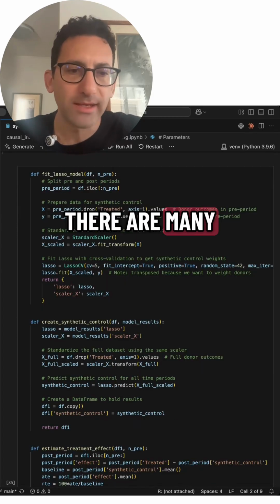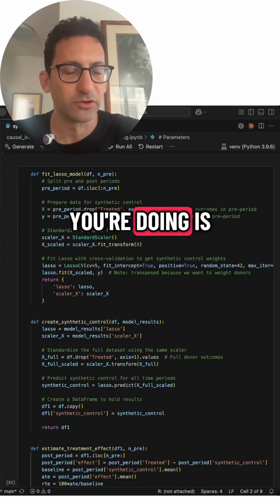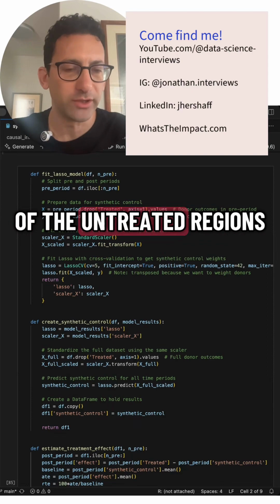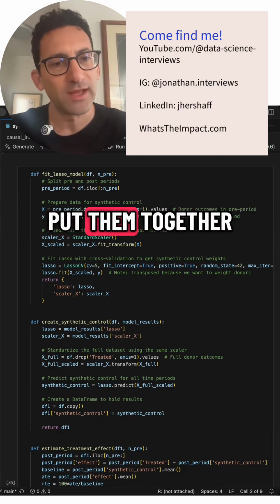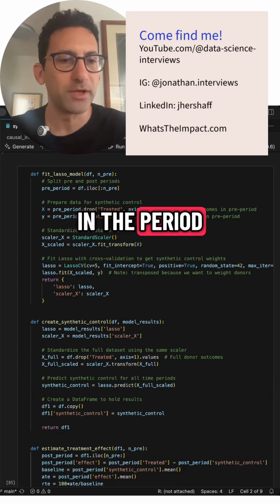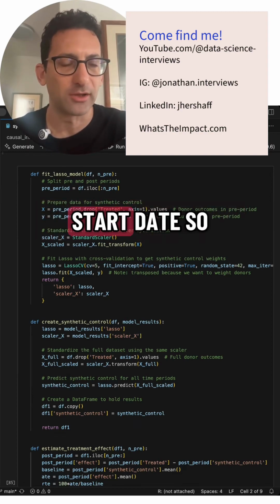Now, there are many techniques out there to get the synthetic control weights, but basically what you're doing is forming a weighted average of the untreated regions that when you put them together, they look like the treated region in the period prior to whatever event or treatment start date.